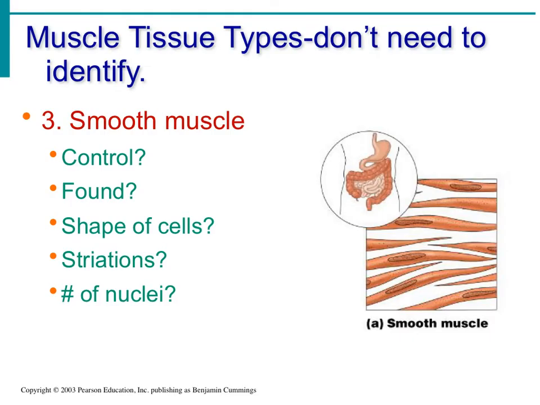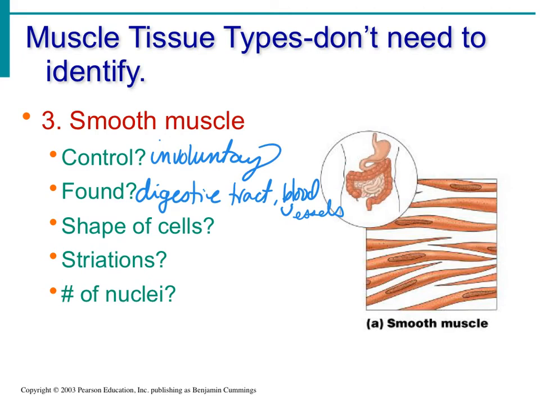Okay. Our last muscle type is smooth muscle. Again, don't need to identify it visually. Smooth muscle is found in the digestive tract and in blood vessels. So those are places where you want those actions to occur involuntarily, just like cardiac muscle. You want your blood vessels regulating blood pressure independent of your thoughts. You want your digestive tract to digest your food independent of your thoughts. So they work involuntarily.